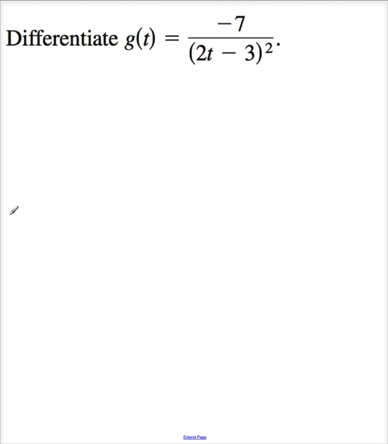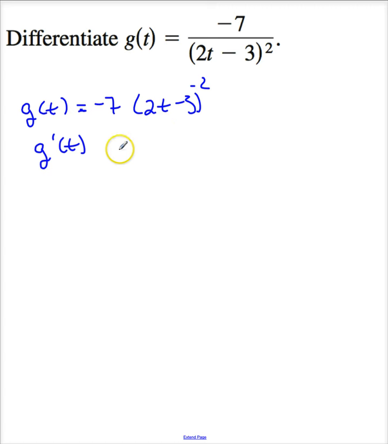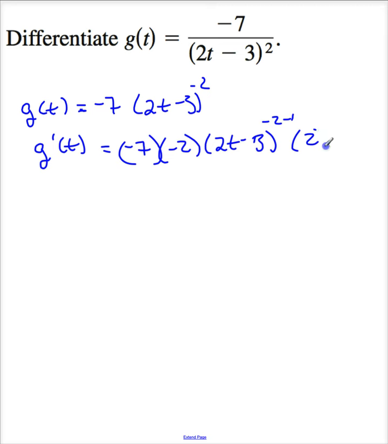Now, what if we were to differentiate something like this? The first thing you want to do is rewrite it. g of t is negative 7 times (2t minus 3) to the negative 2. So g prime of t, now see we're taking the derivative with respect to t, not x, is negative 7 times, I bring down the power, negative 2, I lower the power by 1, so it's negative 2 minus 1, and I take the derivative of what's inside, and the derivative of what's inside is 2.